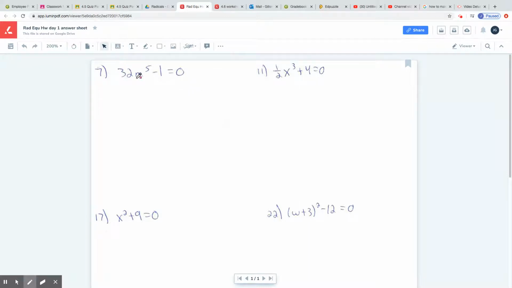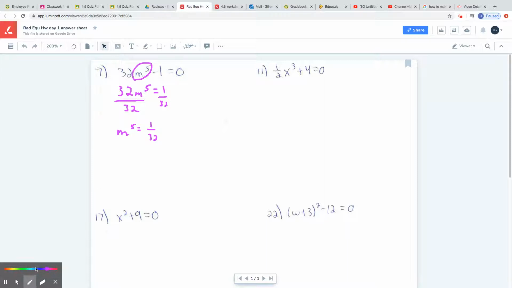The first one you had to do is number 7, which is 32 m to the 5th minus 1 equals 0. We want to isolate the m to the 5th, so we add 1 first. So we do 32 m to the 5th equals 1. Then we need to get rid of the 32, so divide by 32. So I have m to the 5th equals 1 over 32.